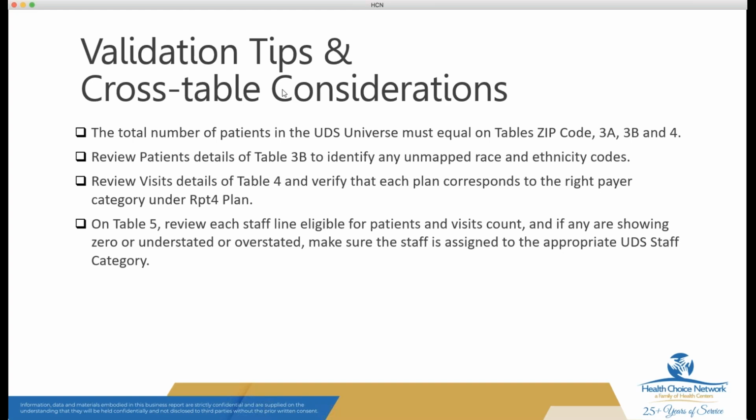And for table 5, you want to look to see which staffing lines have numbers. And if you see one that might be underreporting, then you want to make sure that the provider staff code is assigned to the correct UDS staffing category.